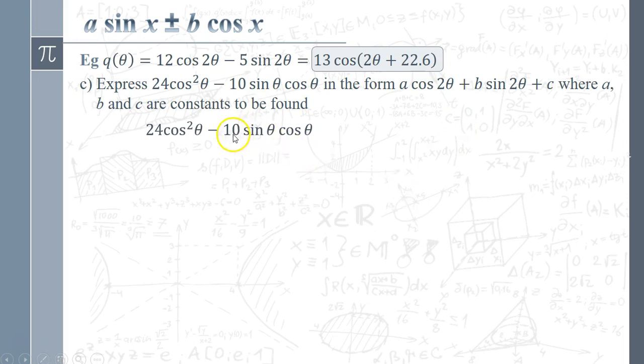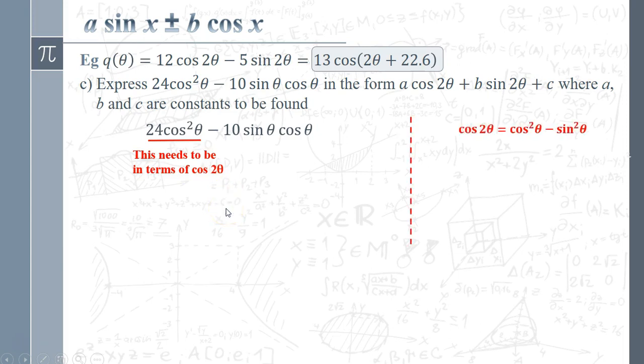So that bit there's looking familiar. The sine theta cos theta, I know that's part of sine 2 theta. So let's see if we can do something with the cos squared. And I think what I'm going to do there is go via cos 2 theta. You might know these off by heart. I tend to rework them.